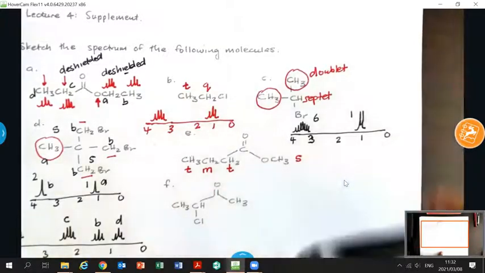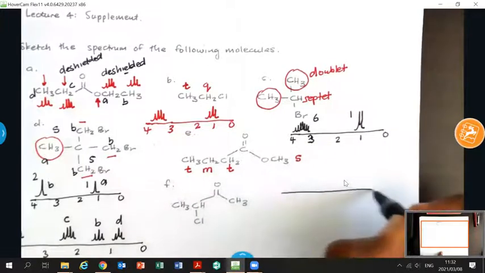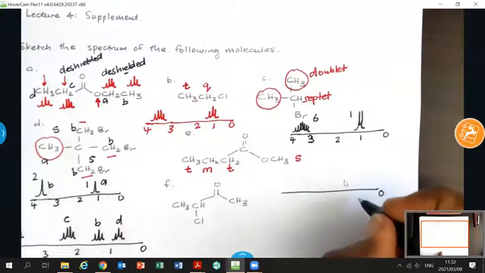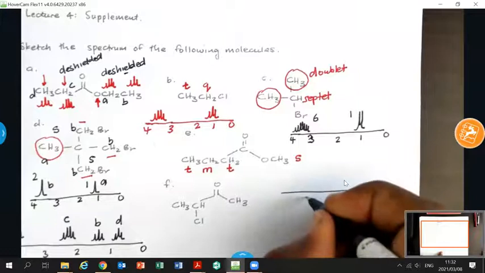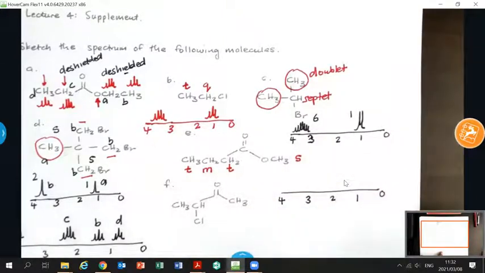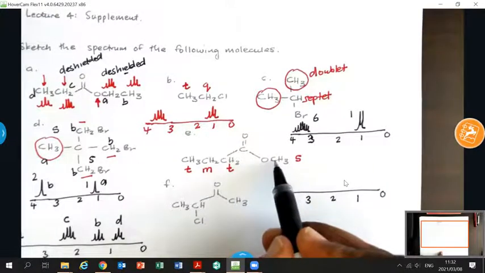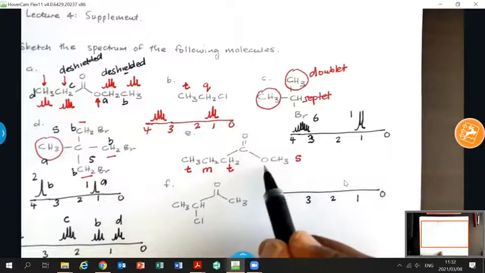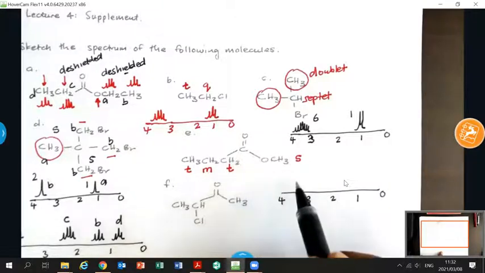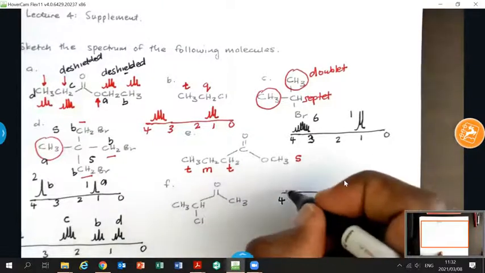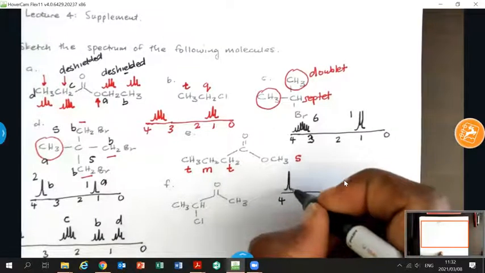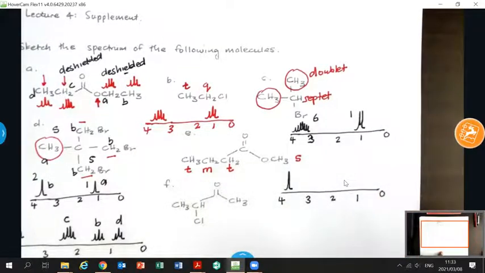All right, so let's sketch the spectrum and see how we're going to sketch it. I've got 0, 1, 2, 3, 4. And I'll start with my most de-shielded resonance. The most de-shielded one is the hydrogen bonded to a carbon bonded to an oxygen, so the electronegative atom is 2 bonds away. And that singlet, I will probably find somewhere around here, between 3 and 4.